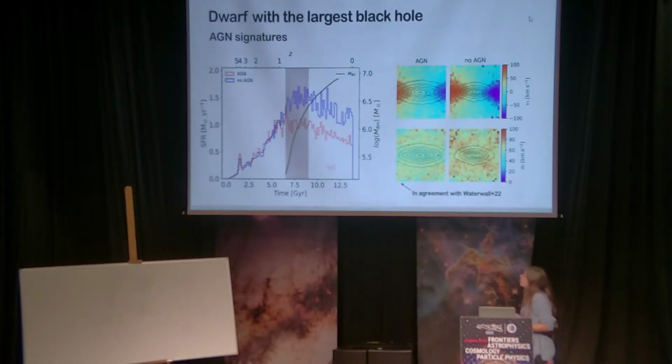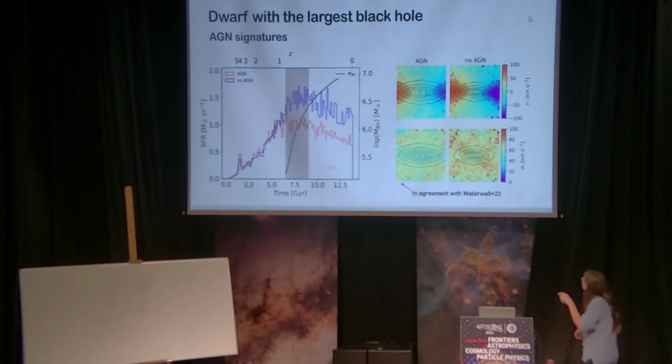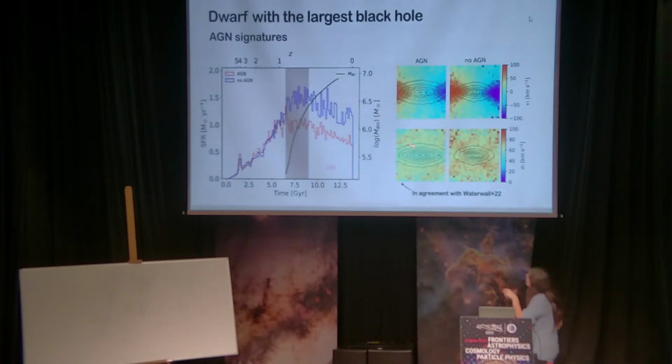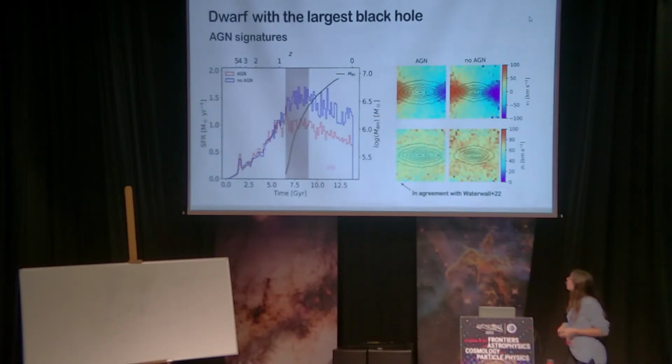If we also look into the kinematic properties of both configurations, we have here the line-of-sight velocity and dispersion maps, and also the isodensities for each galaxy. So we can see how the galaxies with AGN are slow rotators and also less dense.